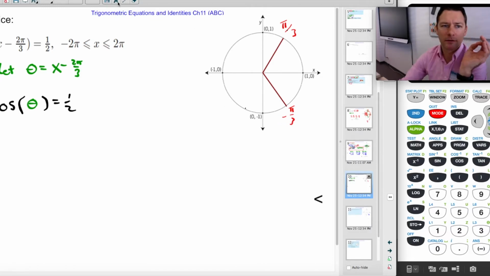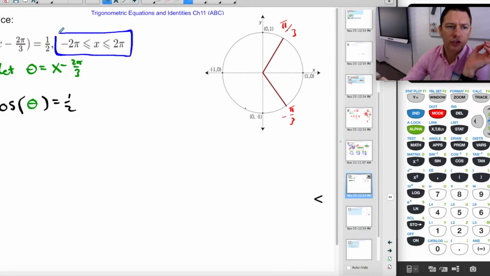The problem is this piece is going to change. Our interval is going to change because I'm not using x, I'm using theta, and theta is a combination of x and some other garbage. So what we've got to do from there is think about this. I want to see theta's interval.